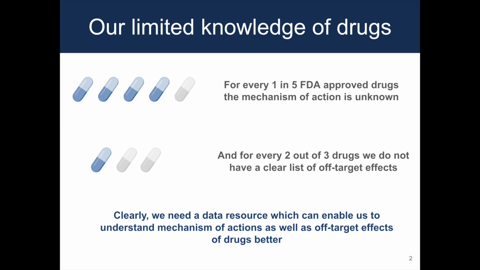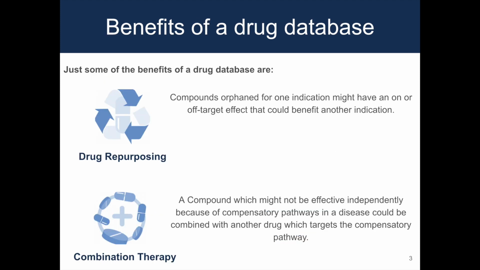Thus, we feel there is a clear need for a data resource that can enable us to understand mechanism of action as well as off-target effects better. Secondly, a resource with an exhaustive list of effects of a drug can have a lot of benefits. The benefits could potentially be drug repurposing. Compounds approved for one indication might have an on or off target effect that could benefit another indication.